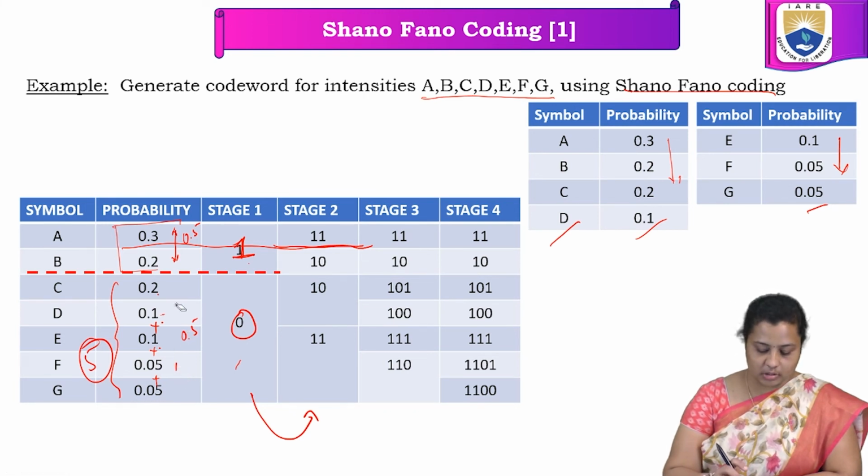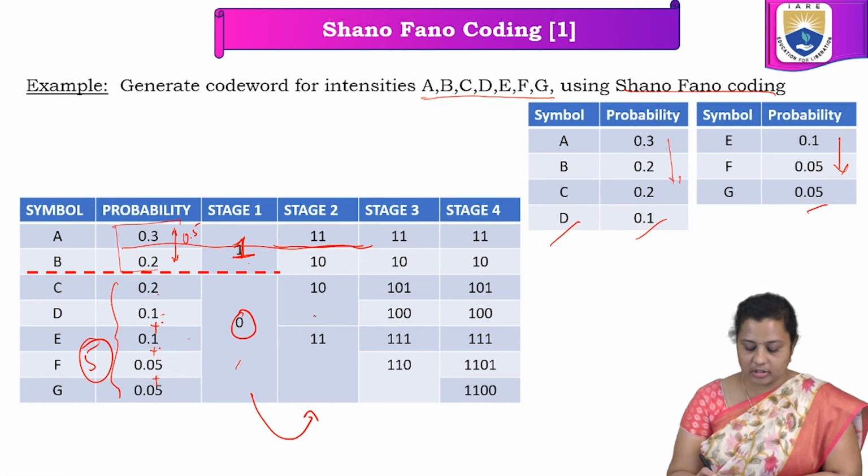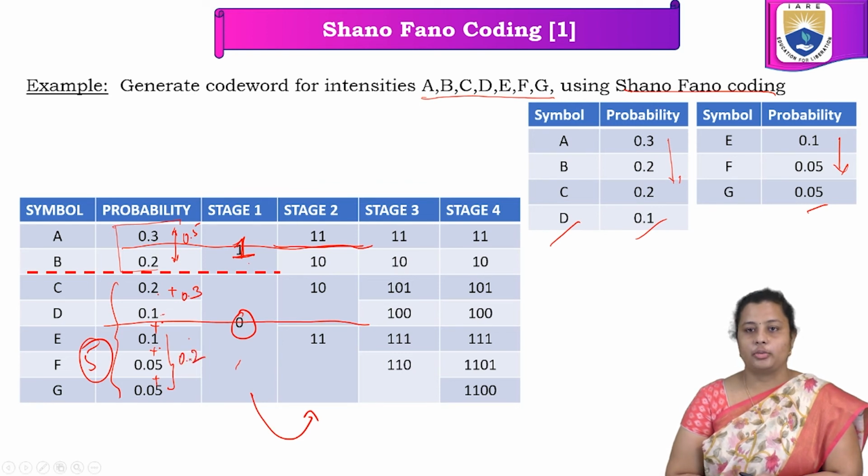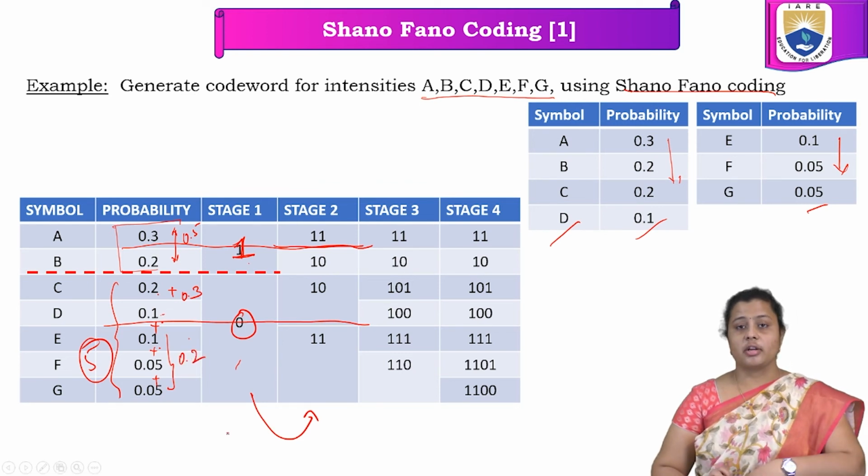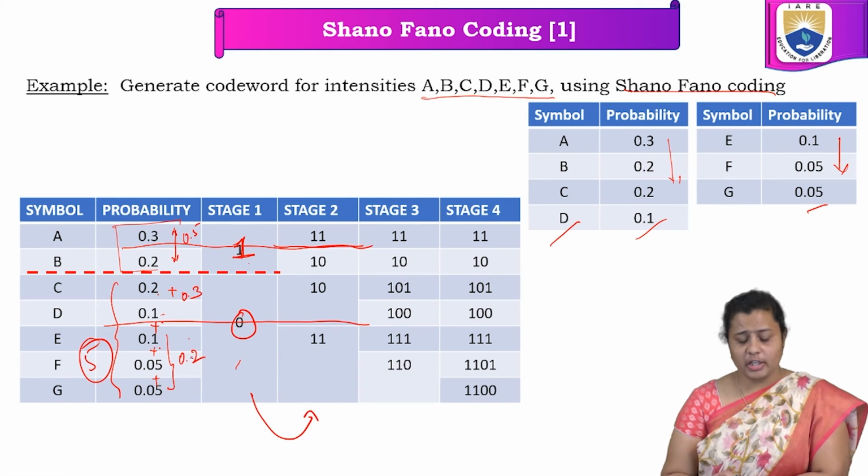So for my second stage, how do I do it? I am dividing it in this way. Why? If I add it here, I get the probability values' addition as 0.3. Now if I see here, after adding, I get the value as 0.2. Right? So they are very much similar. If I try to take other split groups, the intensity values are very much different.